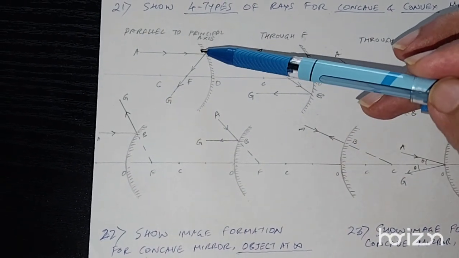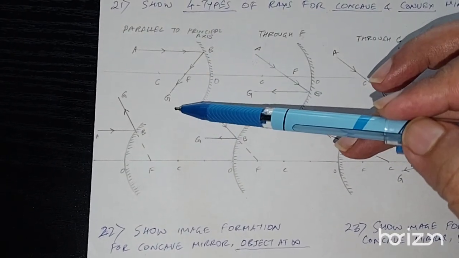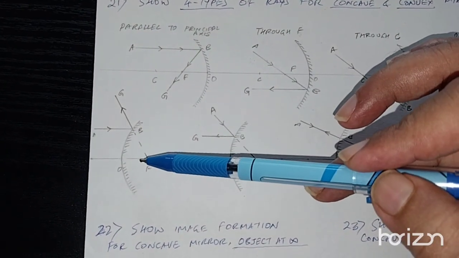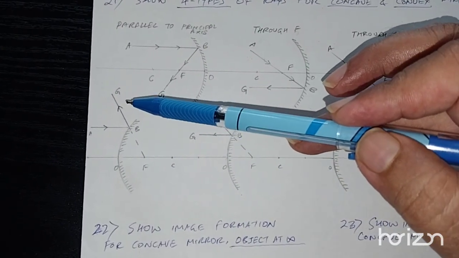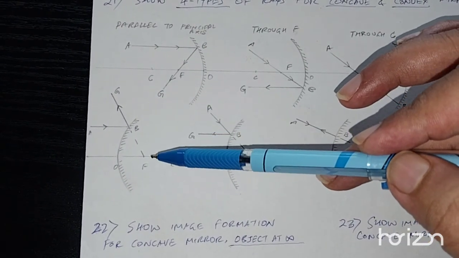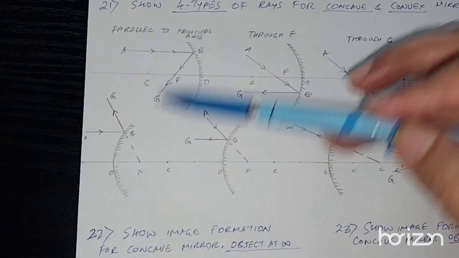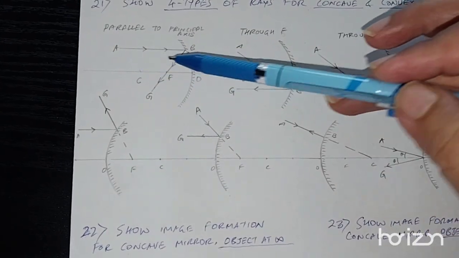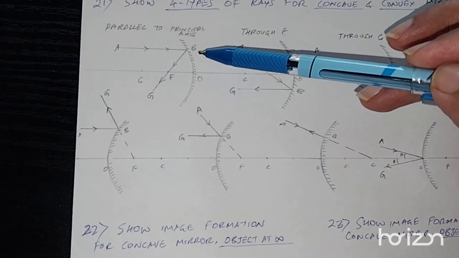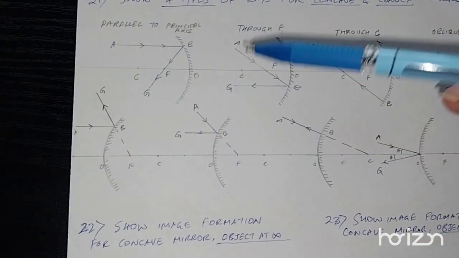In terms of the concave mirror, the reflected ray actually goes through the focus. In terms of the convex mirror, the ray will get reflected, but it will appear that it is going through the focus when you backtrace it. That is the difference. But in both cases, parallel to the principal axis means either going through F or appearing to go through F. That must be remembered.